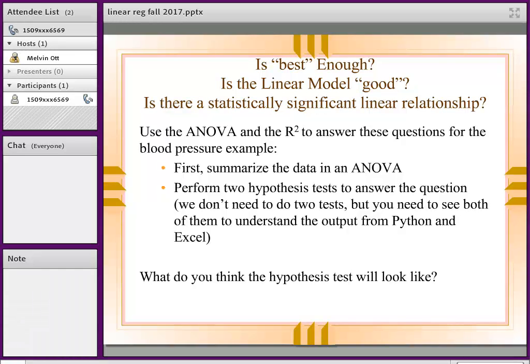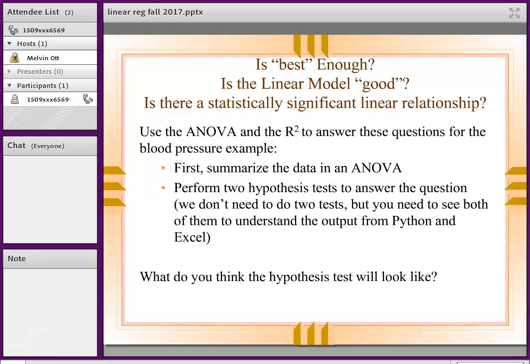You're going to summarize that data in an analysis of variance table, and then you're going to do a couple of hypothesis tests here, and I'll show you the output from Python and also from Excel. But the question comes down to, what do you think your hypothesis test is going to look like? Well, you need to relate it back to those pictures that I did back in the beginning and think in terms of that one picture where it looked kind of like a shotgun, and the slope coefficient for that was equal to 0.